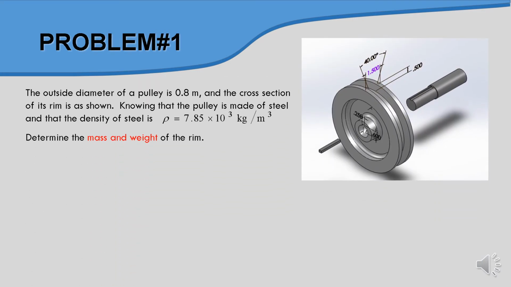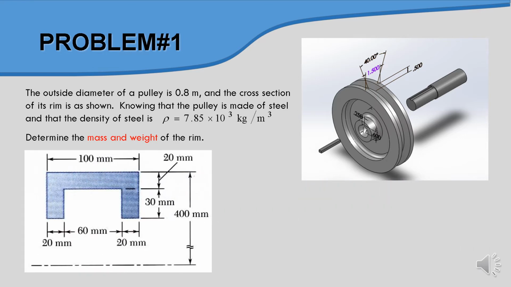And please look at the problem. Okay, in this problem related to the pulley, the outside diameter of the pulley is 0.8 meter, and the cross-section of the rim is as shown in this figure, so that from there we can get the value of mass and weight. Okay, asking for the mass and weight, and given the density of the steel, 7.85 times 10 to the power 3 kilogram per meter cube.